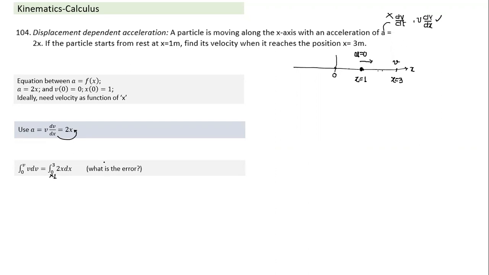Sometimes, the moment we look at the question, we see 0, 0 and we substitute. See, when we do substitution, what does this value indicate? If x is equal to 0, we need to put the corresponding value of v. But at x is equal to 0, velocity is not known. The limit has to be 1 to 3. That's the only error we need to avoid. That's the right expression here, and we integrate to find the answer.